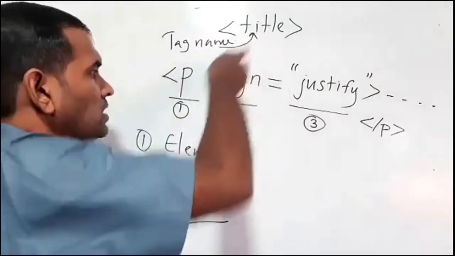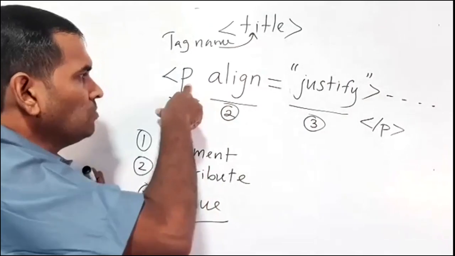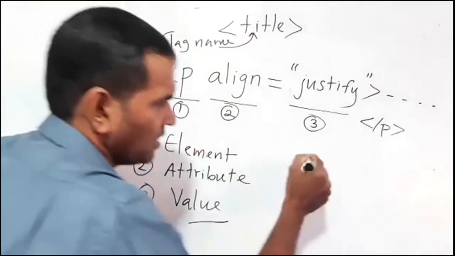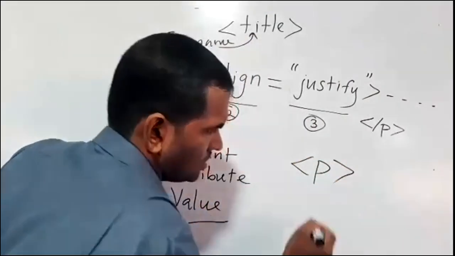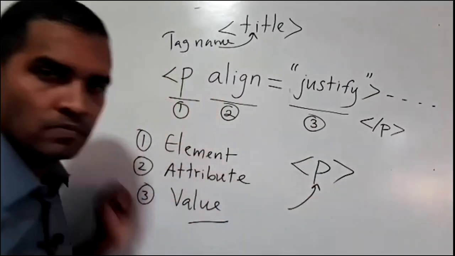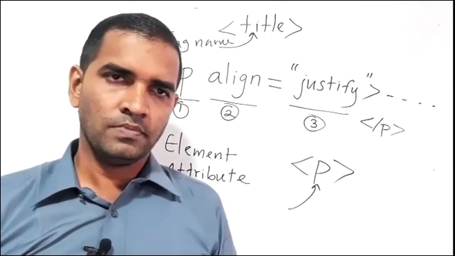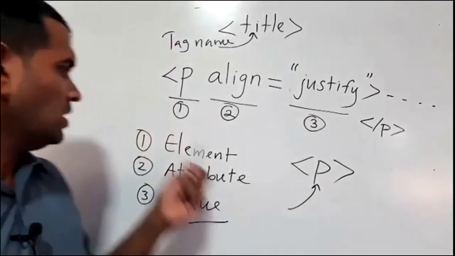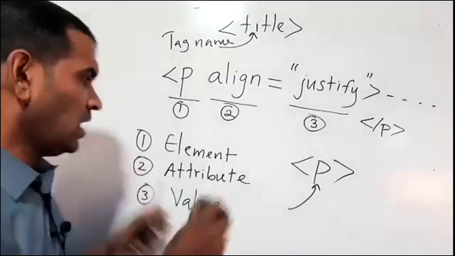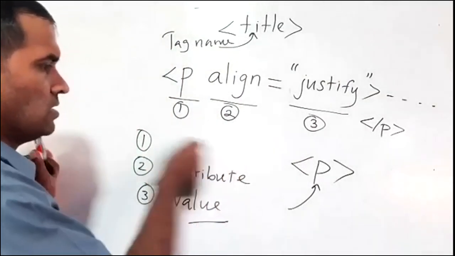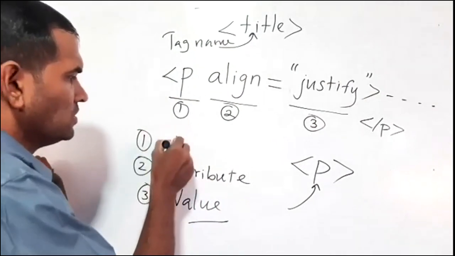So in this particular instance also, this number one is similar to this one, right? Look at that P. How do we call this P? Tag name. So here number one may be the tag name, not the element. But your book says element, right? But this is tag name.